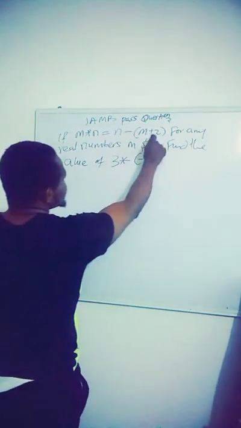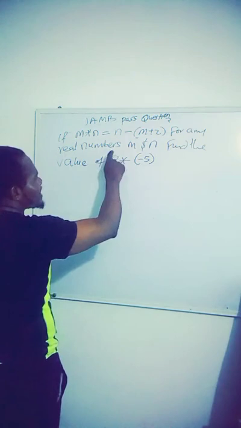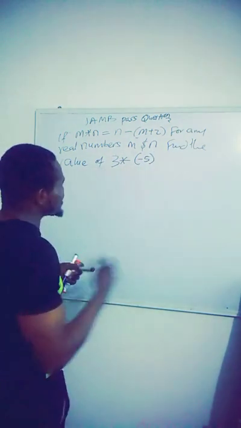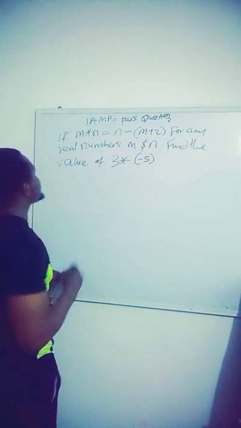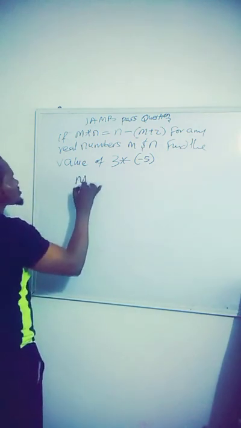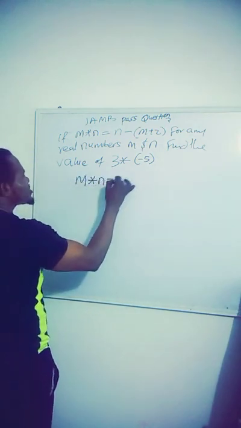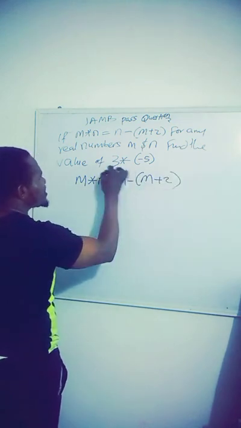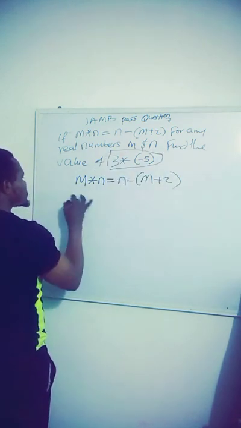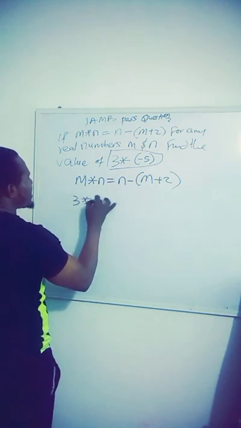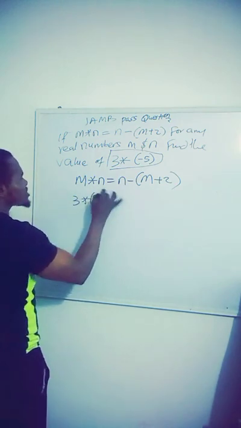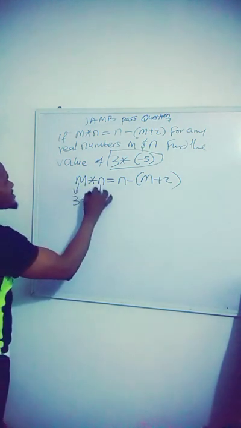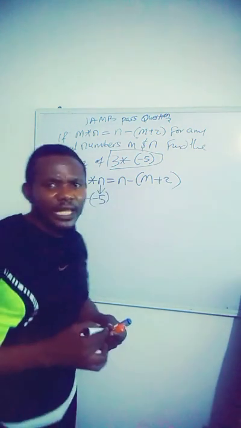If this operation is this, find, for any real numbers m and n, the value of 3 star minus 5. Now this is a binary operation. It's very simple. What you need to do is copy the question. m star n is equal to n minus m plus 2. You bring the question you are given. 3 star minus 5. What is this telling us? It's telling us that m is 3, n is minus 5.